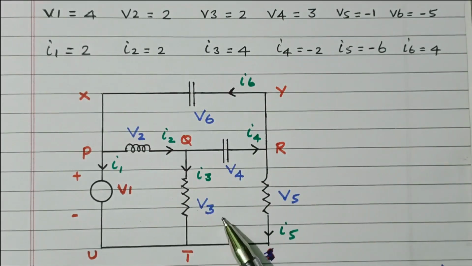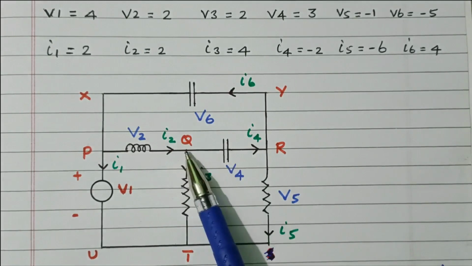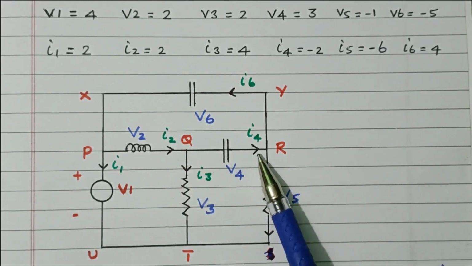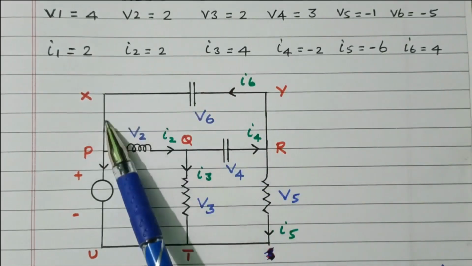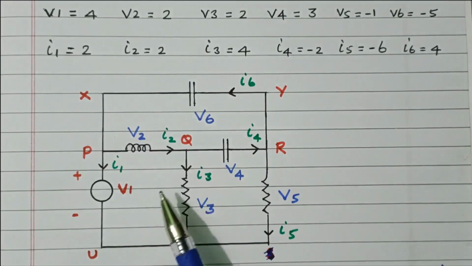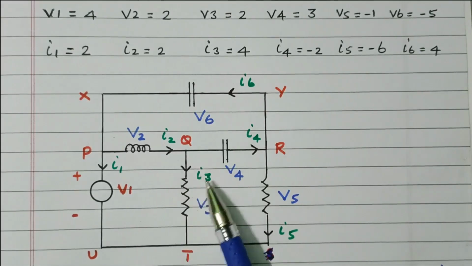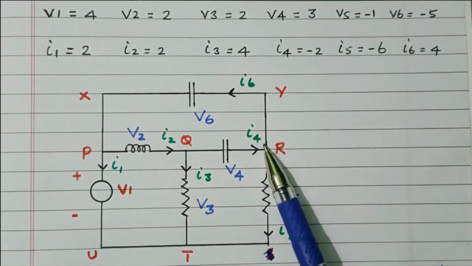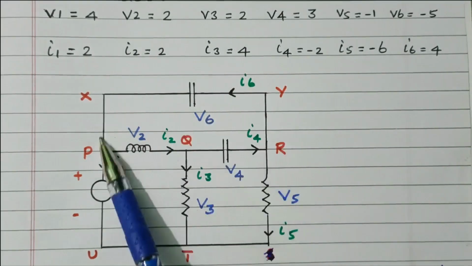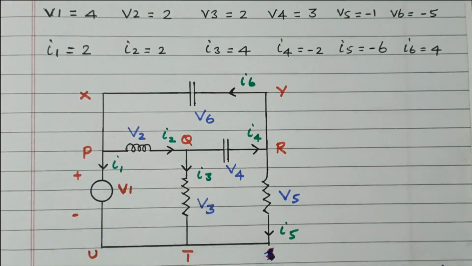Now similarly, we will analyze the current. What is this current I2? I2 is nothing but I3 plus I4. I2 is split into I3 and I4. I4 is split into I5 and I6. What is this I6? I6 is nothing but I1 plus I2. So we will verify I2, I4, I6. I2 equals I3 plus I4. I4 equals I5 plus I6. I6 equals I1 plus I2. So the voltages in three loops and the currents in three loops are now analyzed.